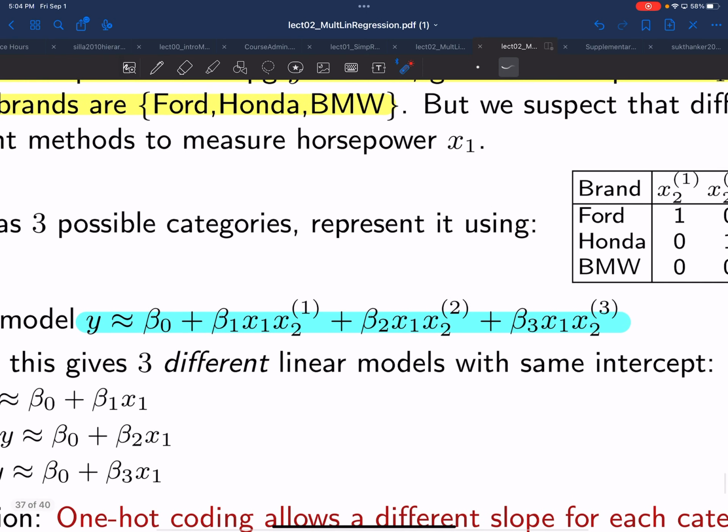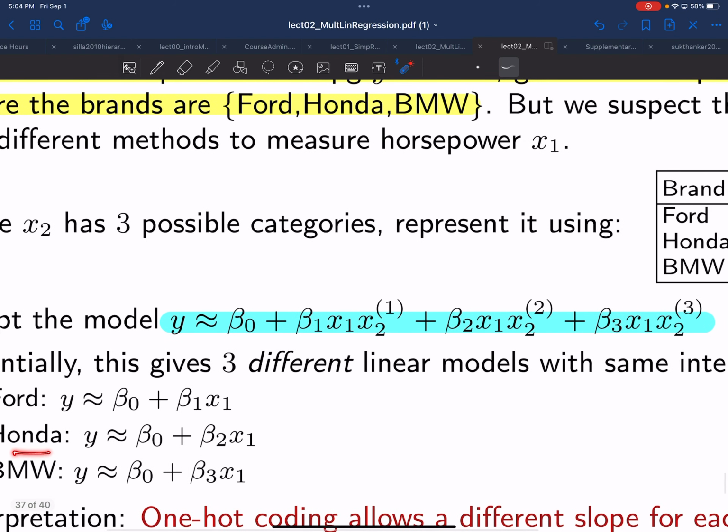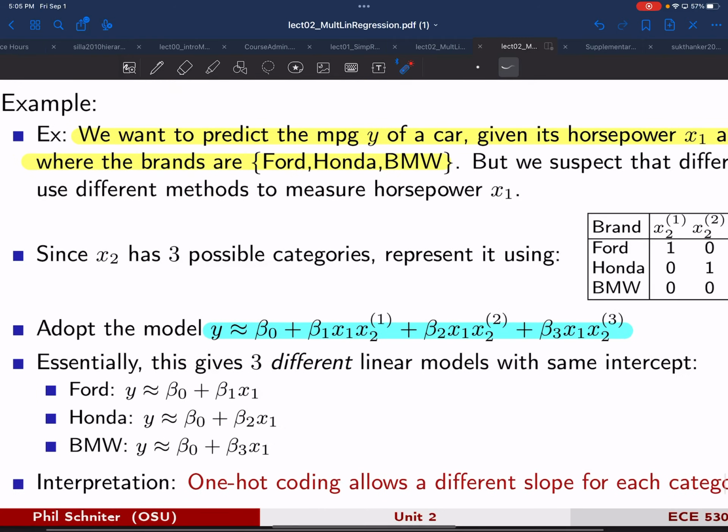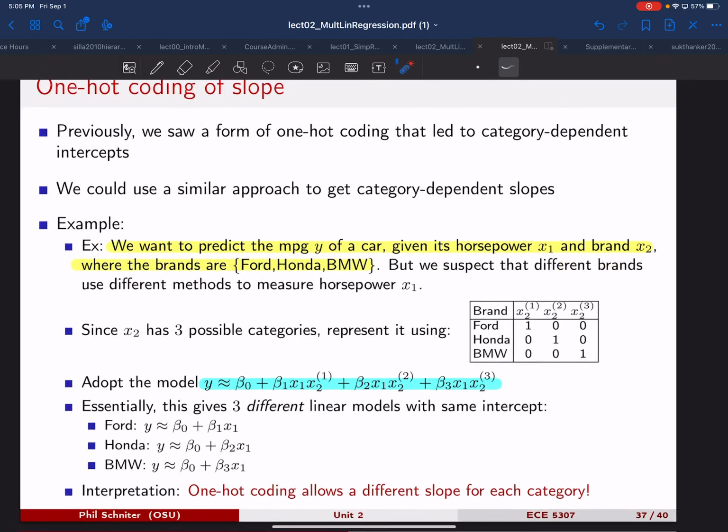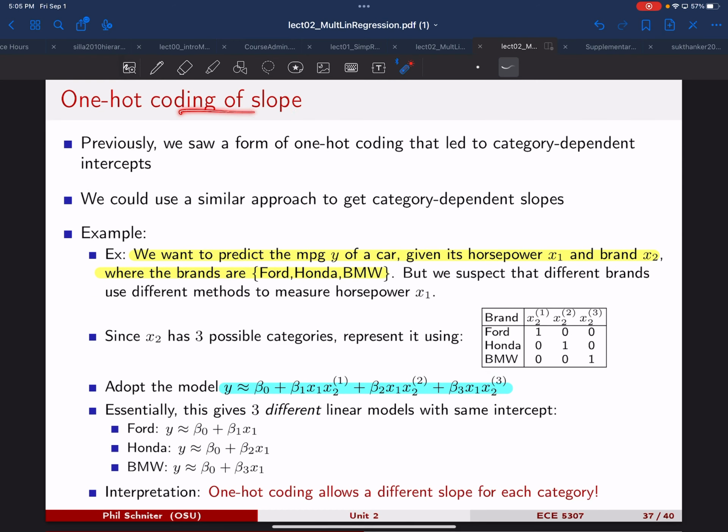So notice what happened now. I get to use a separate slope coefficient for all the Honda samples that's different from the Ford slope coefficient. Likewise, with the BMW, I get to use yet a third slope coefficient. So this is just another way to use one-hot coding, where you one-hot code the slope. I'm just showing you the flexibility of this approach. This is not the standard approach, but it is something you can definitely do.